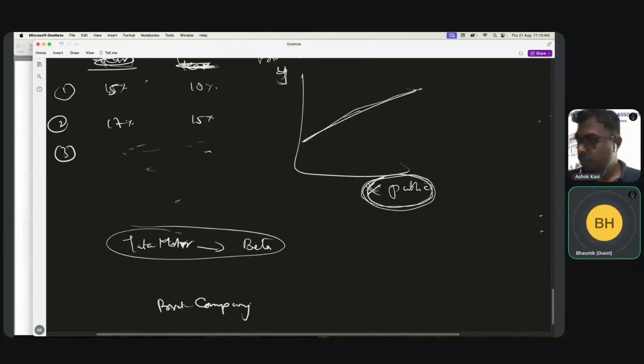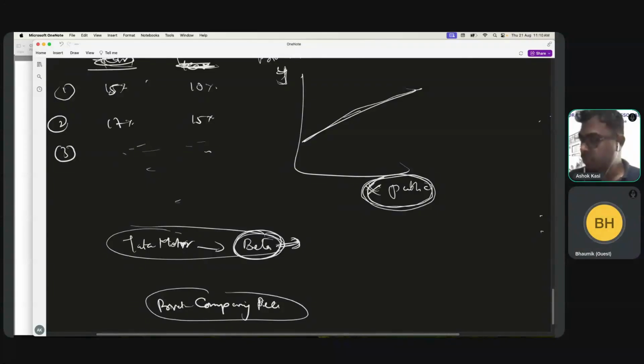Where is the problem then? This company is publicly listed, so whatever its return is, I am going to get its beta, and through this formula I am going to get this private company's beta. What can't I do here? A private company's beta, you cannot get in the same way you got it for Tata Motors.